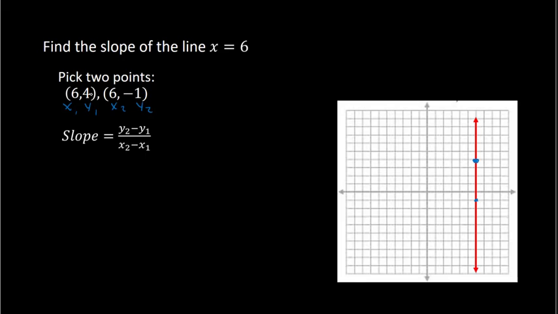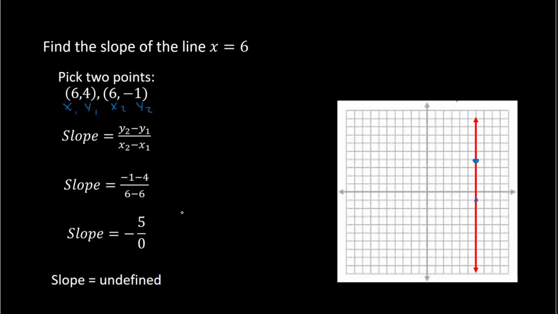So I plug in the numbers, negative 1 minus 4, that is y2 minus y1, over 6 minus 6, which is x2 minus x1. So I'm going to get a negative 5 over 0. So negative 5 over 0, which anything with the 0 underneath is undefined. So underneath, undefined. So the slope in this case is undefined. So this vertical line will have an undefined slope.